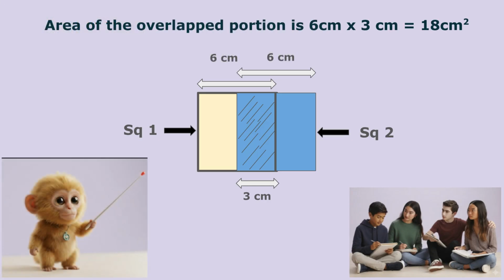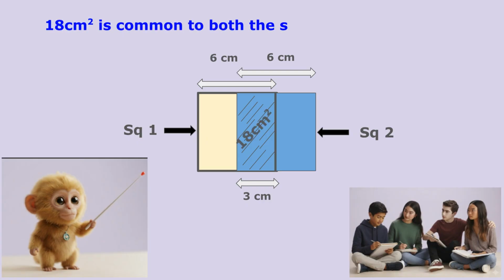Area of the overlapped portion is 6 centimeters by 3 centimeters, which equals 18 centimeters squared. 18 centimeters squared is common to both the squares.